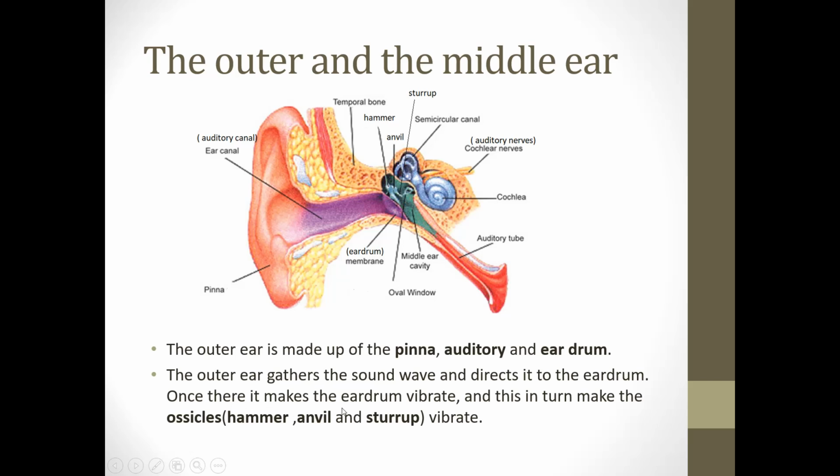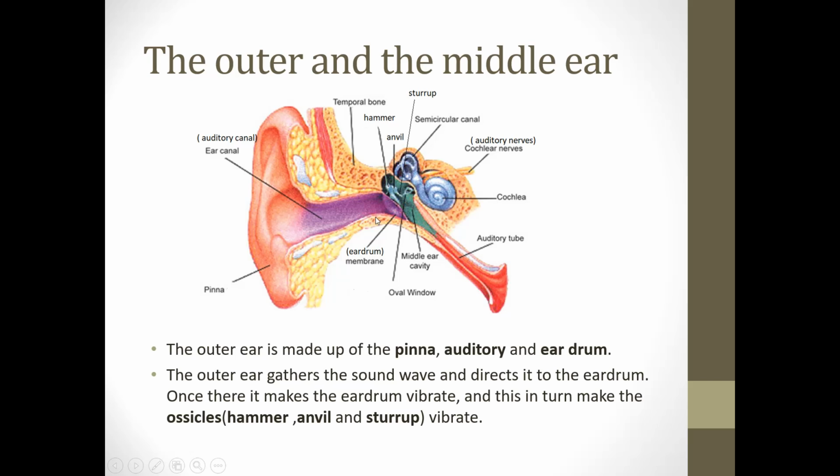Once there, it makes the eardrum vibrate, and this in turn makes the ossicles, hammer, anvil, and stirrup vibrate. So these small bones are called the ossicles. The first bone is the hammer, the second bone is the anvil, and the last bone is the stirrup. Now, when the eardrum vibrates, it makes the ossicles vibrate.